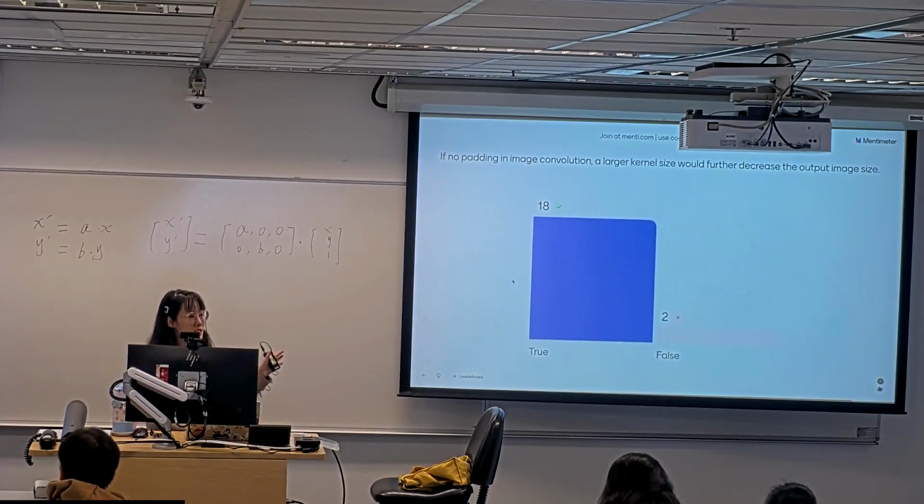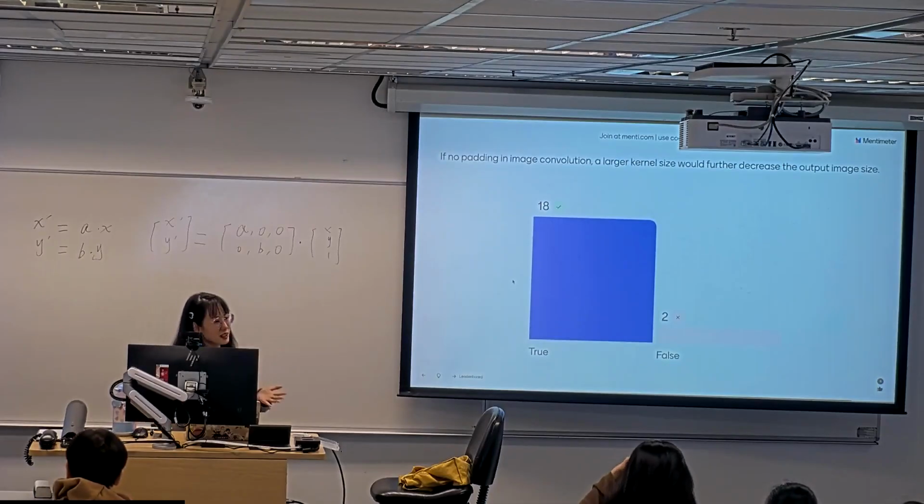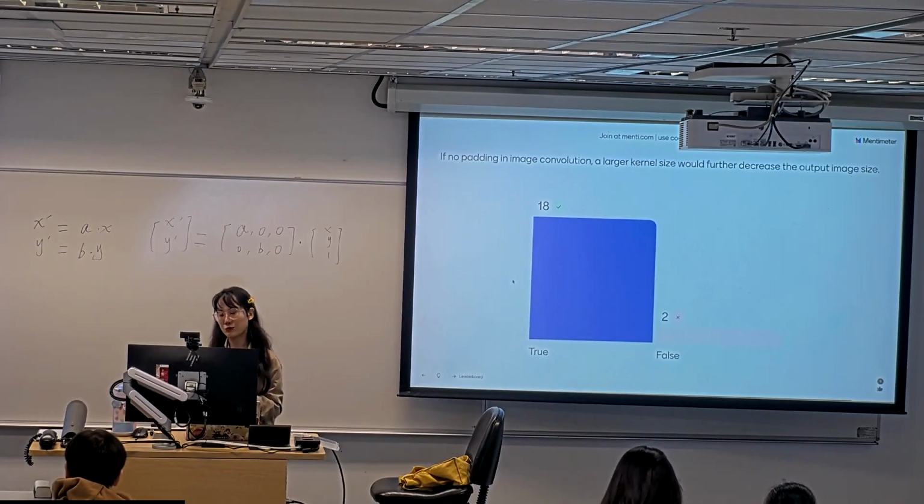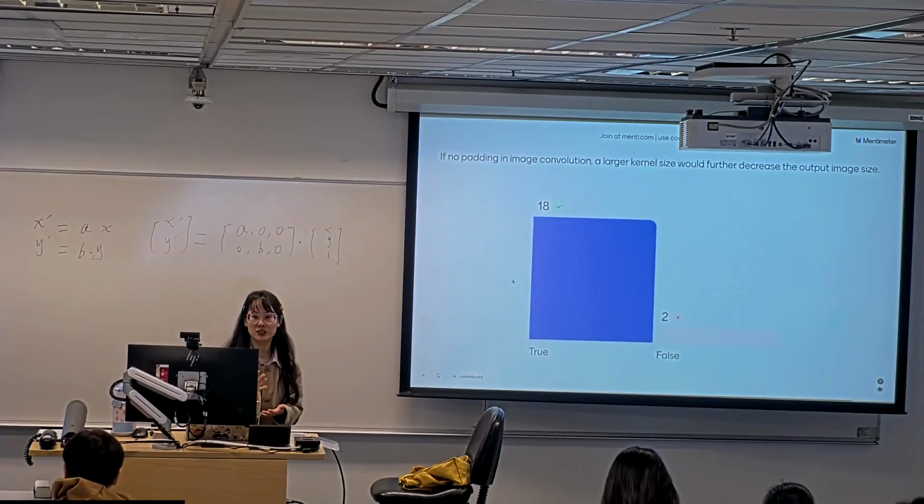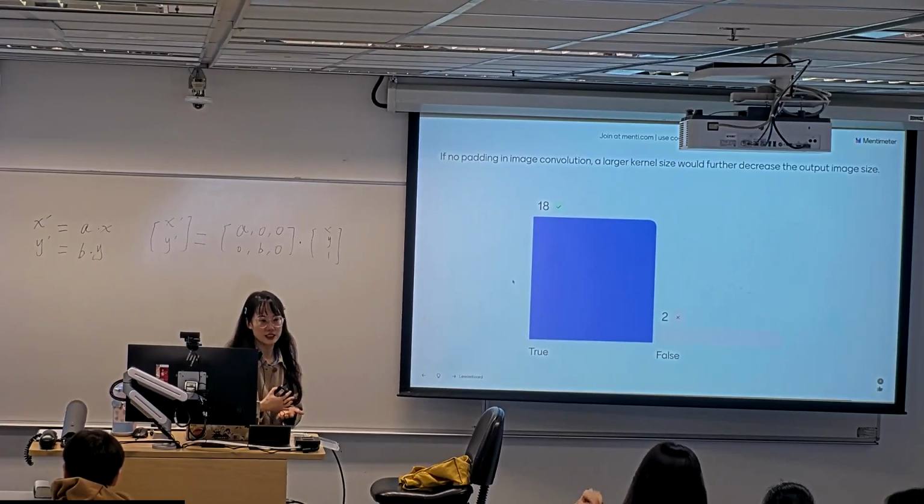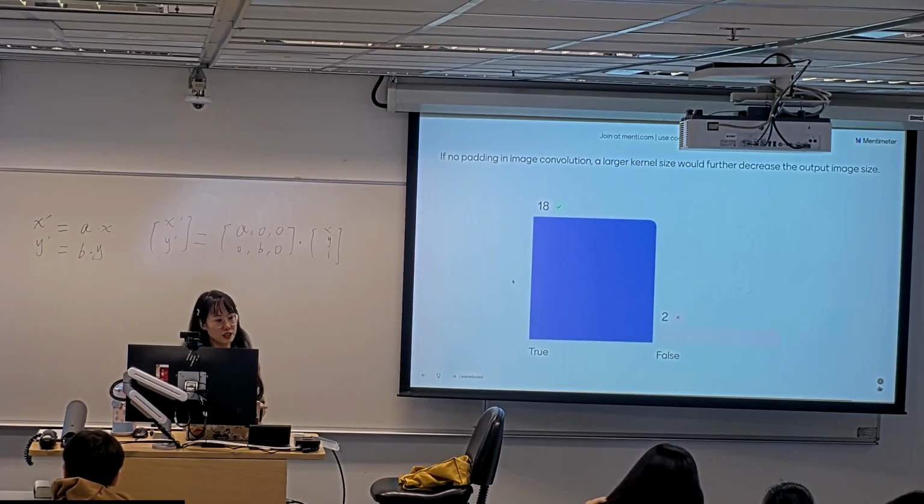Okay, this statement is true. No padding means that for any input image, you will just ignore all the border pixels if they do not have the corresponding label. In that case, if you use some large kernel size, there will be more border pixels that do not have the corresponding label. So basically just discard them, and then the output image size will be decreased. So you will get some smaller output image, right?